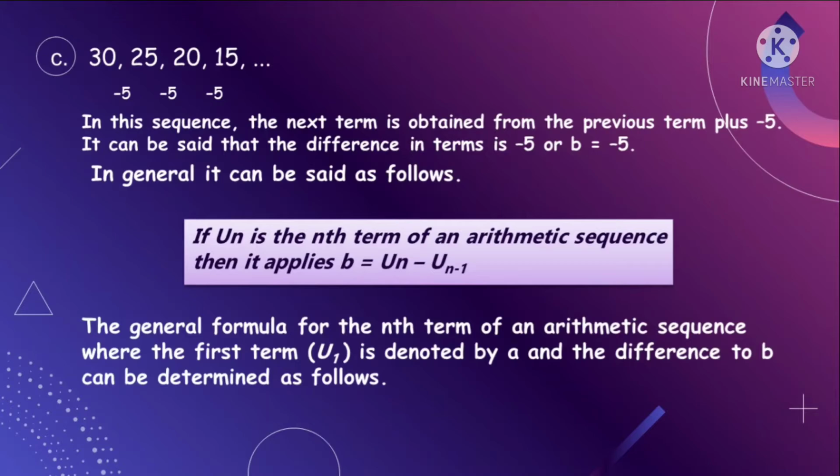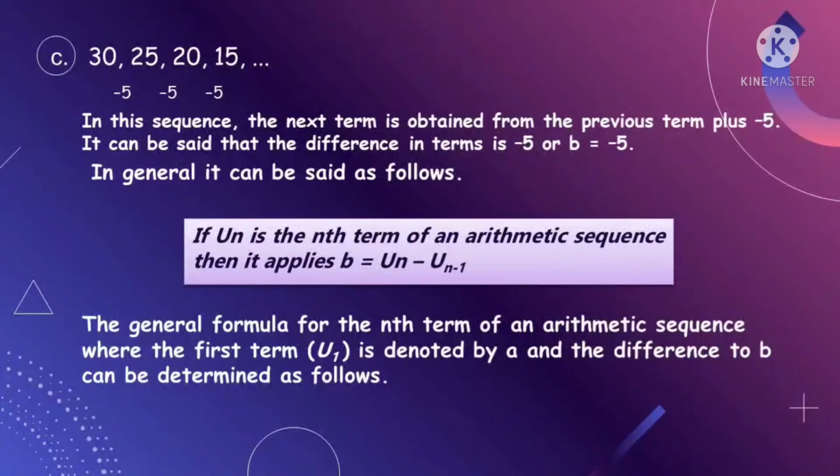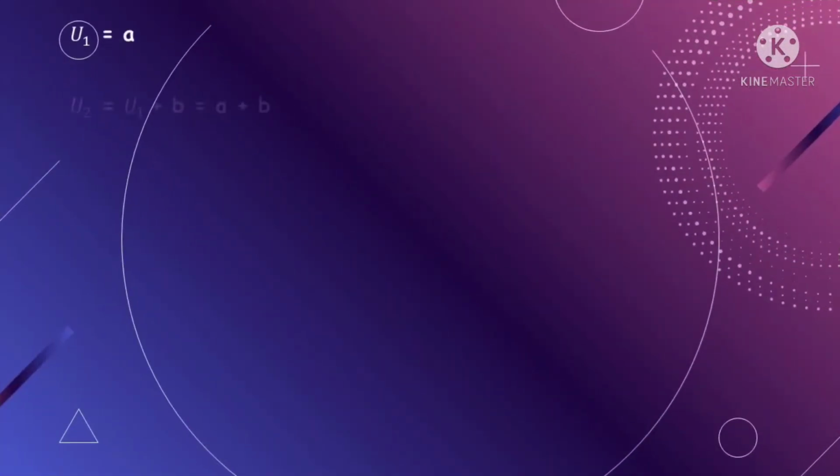In general, it can be said as follows. If Un is the nth term of an arithmetic sequence, then it implies b equals Un minus Un minus 1. The general formula for the nth term of an arithmetic sequence, where the first term U1 is denoted by a and the difference by b, can be determined as follows.